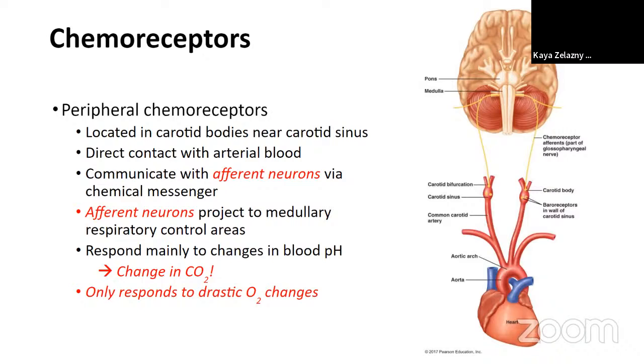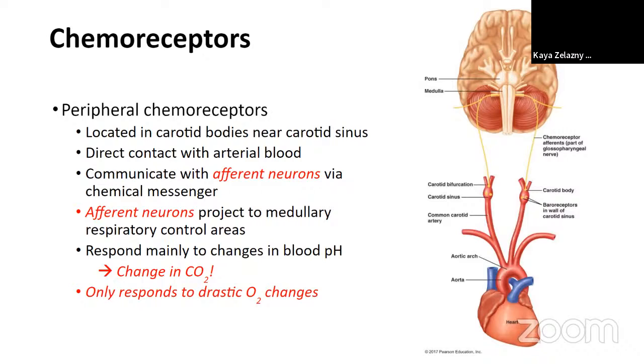So it's going to communicate with our afferent neurons, going up into the brain, into those respiratory centers, to give us information using chemical messengers. So they're going up to the medullary respiratory control areas. What they're responding to is mainly changes in blood pH.